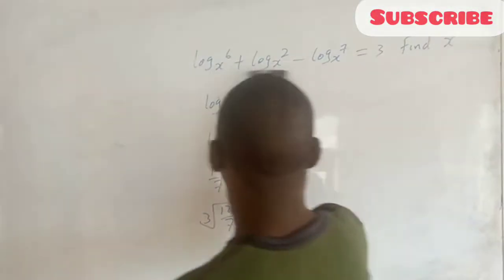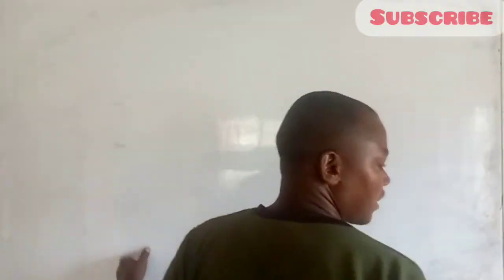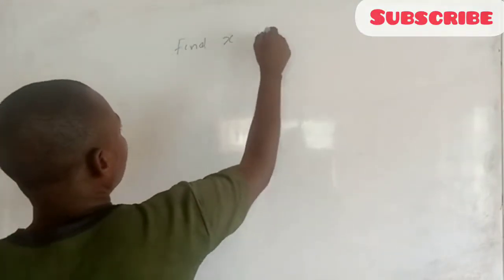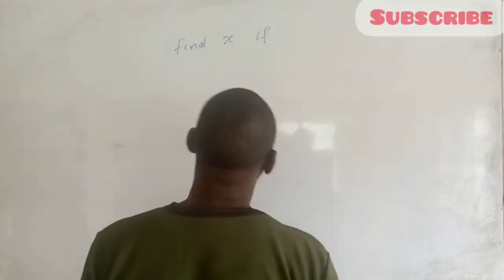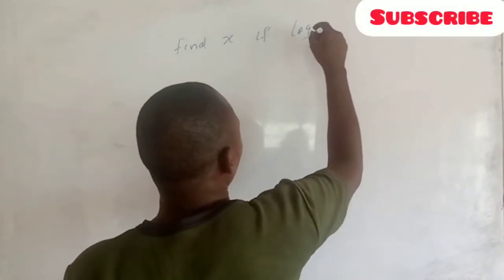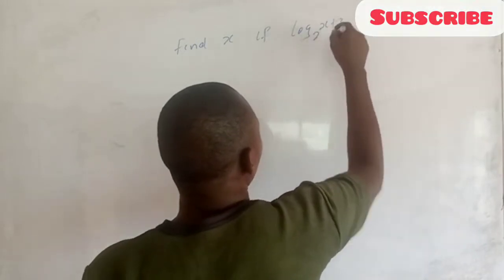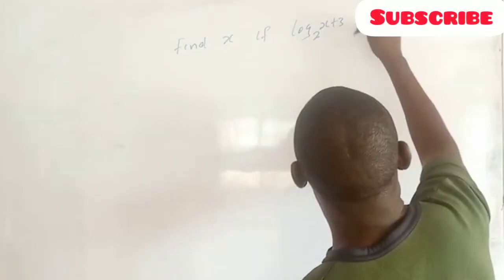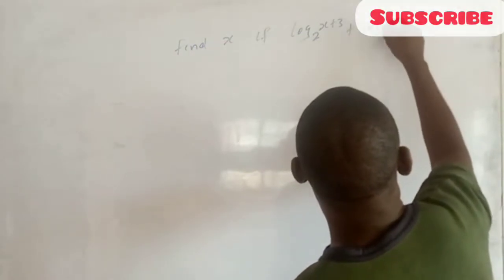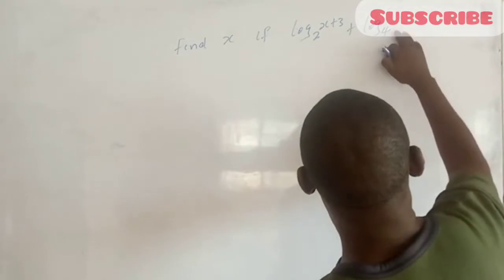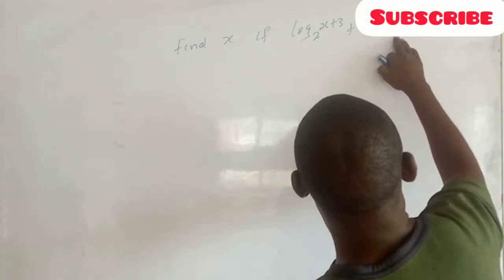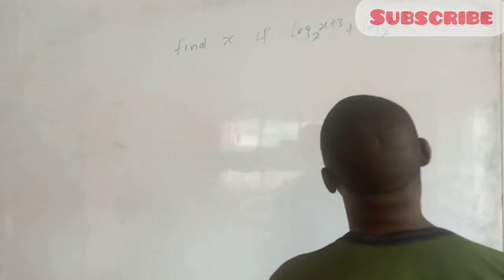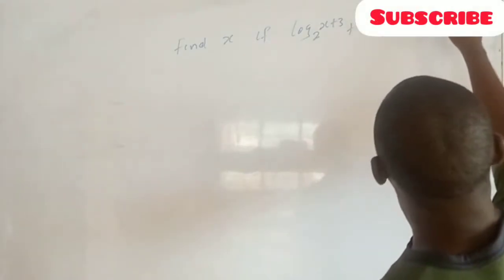Let's take another question. Find x if log 2x plus 3 plus log 2x minus 5 equals 0.